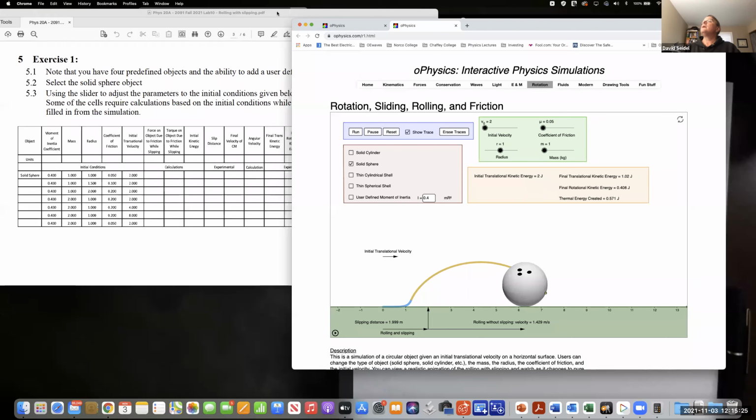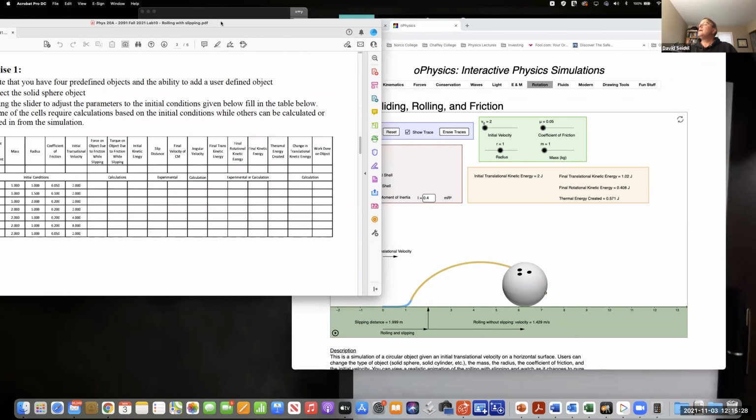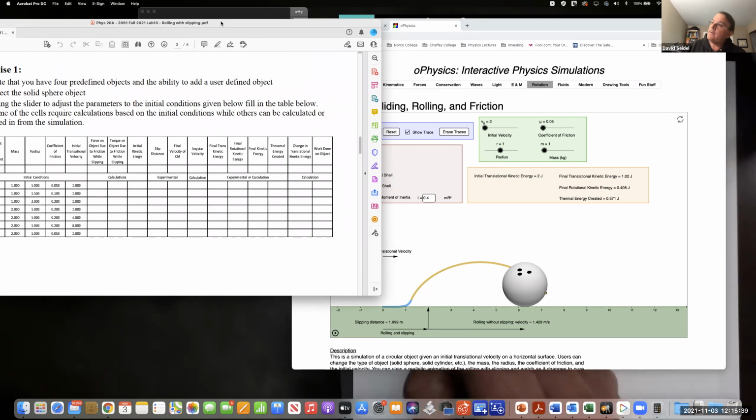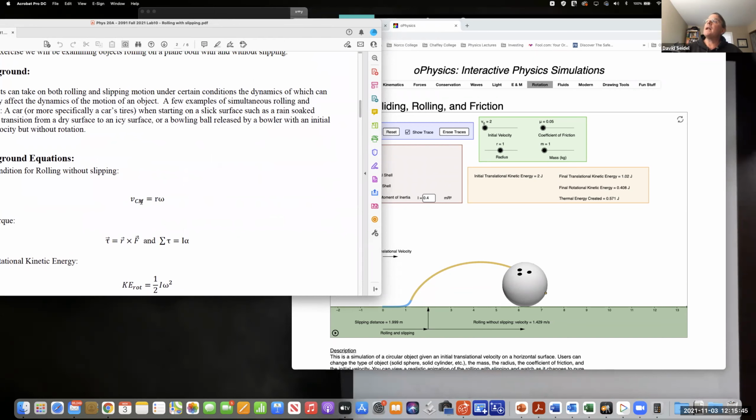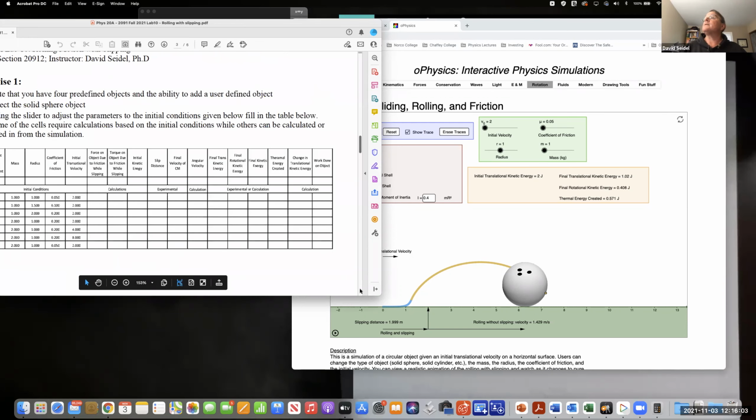Final angular velocity. Now, nowhere on here does it give the angular velocity. This is the angular velocity after slipping. V center of mass is equal to R omega. So omega is equal to V center of mass over R. You guys should be able to get this. That is the angular velocity.